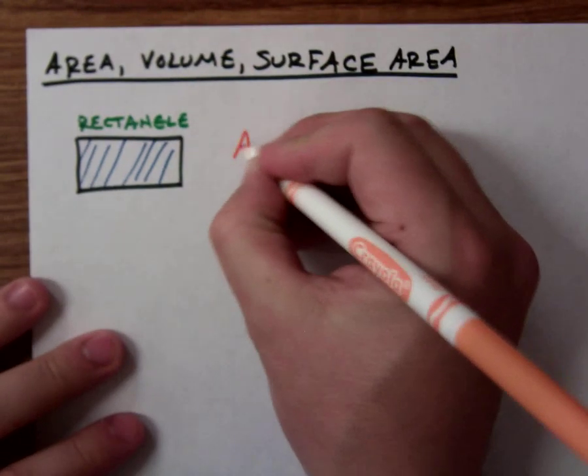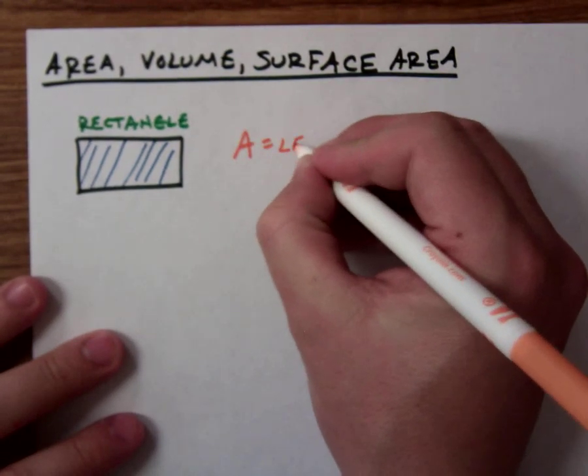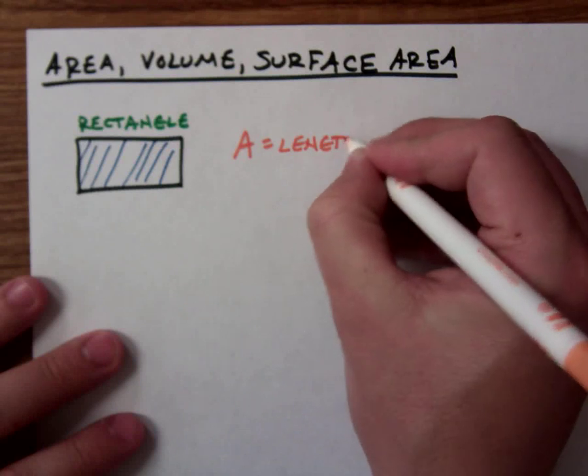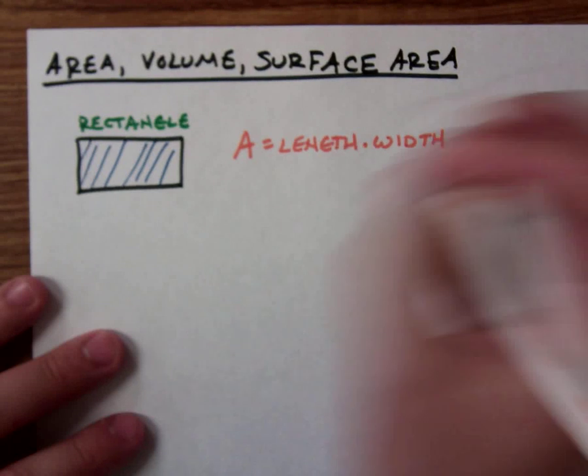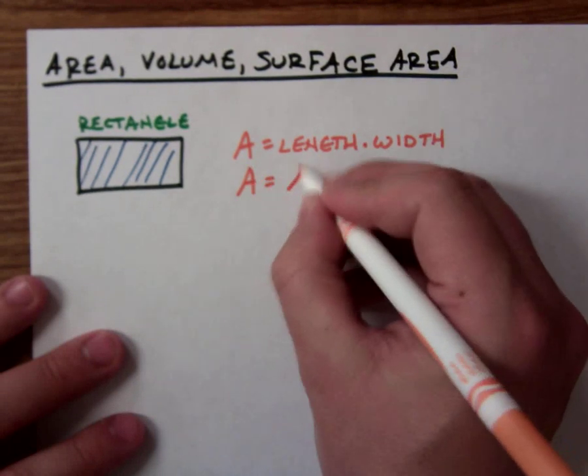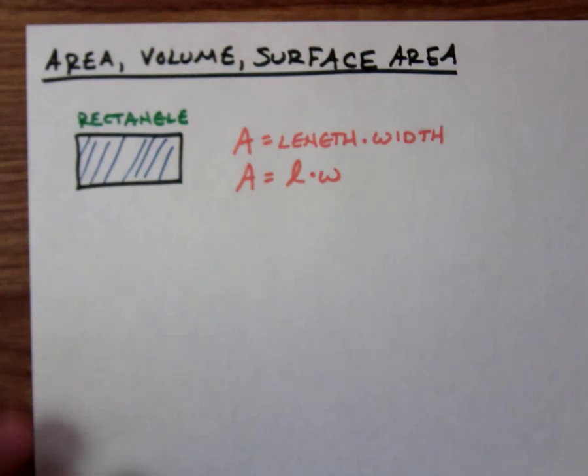The area of a rectangle is the length of the shape multiplied by the width of the shape. You will frequently see this written as L multiplied by W. Length times width. Okay?